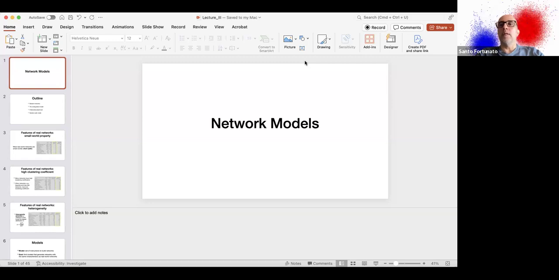We will introduce some recipes to build models, build networks from scratch, which ideally mimic the structure of real networks. And towards the end, however, I will start talking about dynamic processes running on networks, which is probably one of the most fun parts of network science.